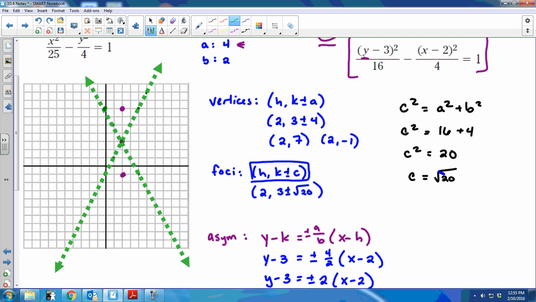Questions about where the asymptotes came from or how I graphed them? Then the only thing left to do is to actually graph the hyperbolas. You have the vertices. The hyperbola is just two separate parabolas. It goes through the vertex and it gets close to the asymptote, but it never actually crosses it. If you don't have the asymptotes, you wouldn't know how wide or narrow it's supposed to be.